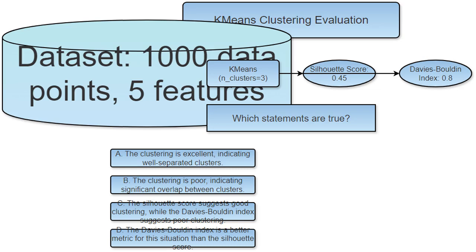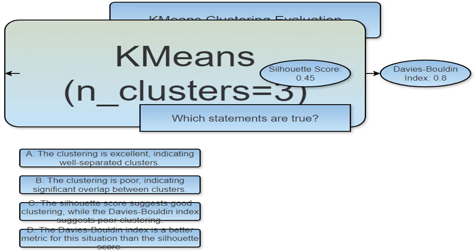I'm working with a dataset containing 1,000 individual data points. Each data point is described by 5 different characteristics or features. Think of it like describing a person with 5 characteristics: height, weight, age, shoe size and hair color. I've applied the K-means algorithm to this dataset, instructing it to find 3 distinct groups or clusters within the data. The n_clusters equals 3 part specifies the number of clusters I want the algorithm to create.